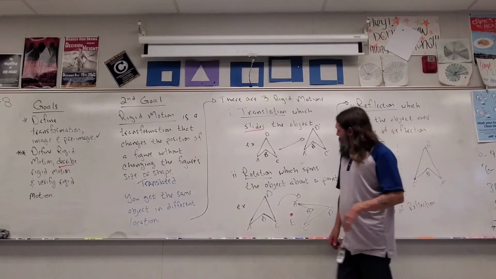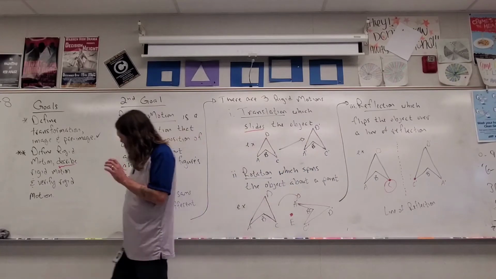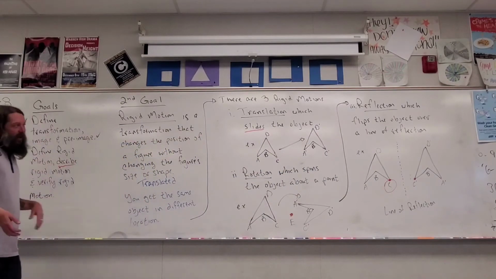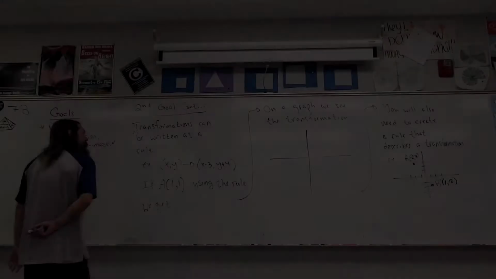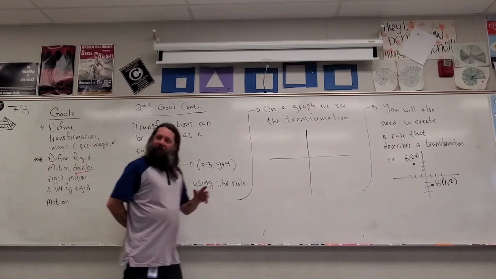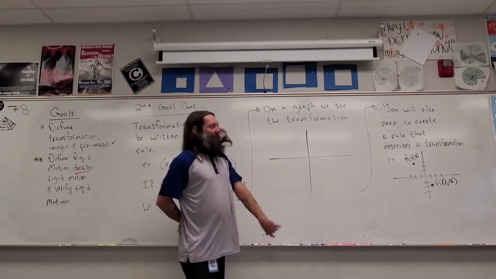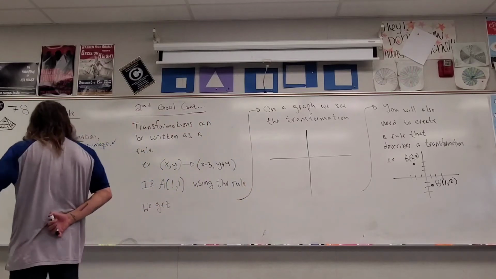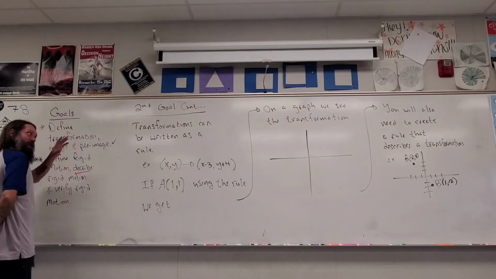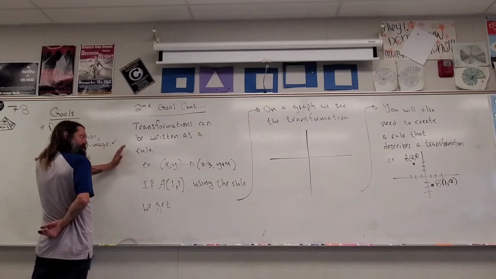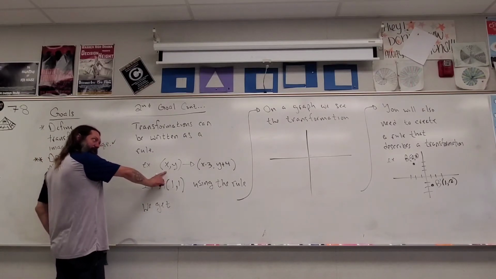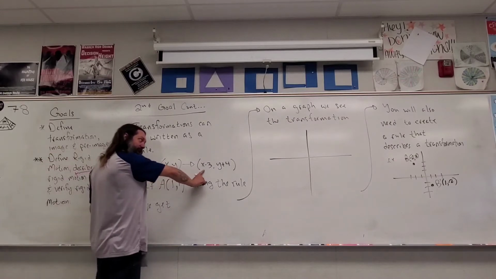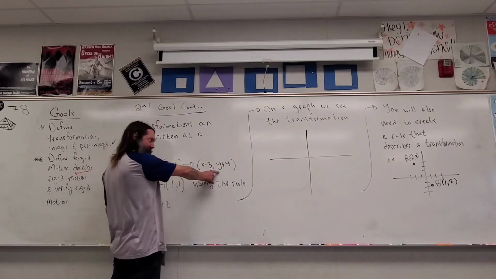So I'm going to go ahead and hit pause here, erase all of this. I'll be back to describe some more. I'm back. All right, let's continue with our second goal here. So I want to show you how transformations can be written as a rule. An example would be the pre-image of (x, y) turns into the image of (x - 3, y + 4).